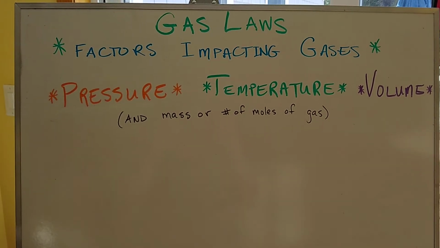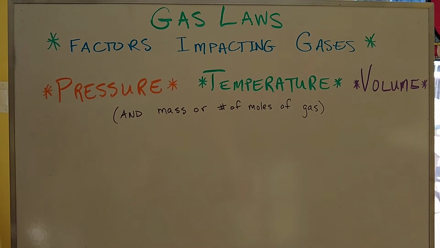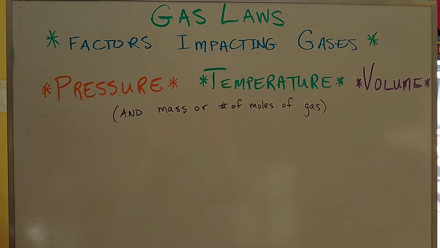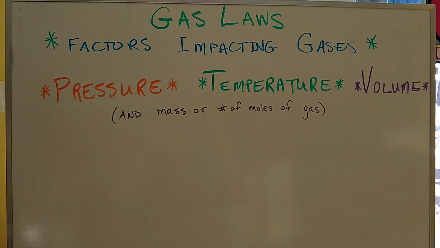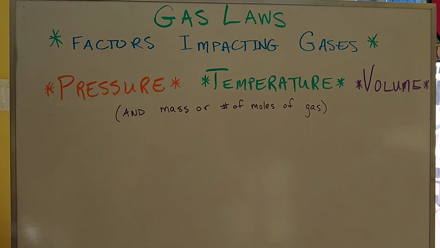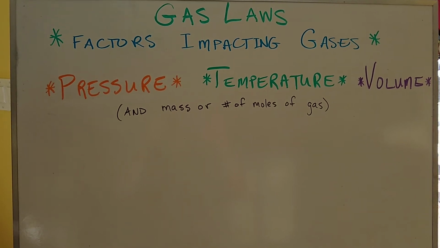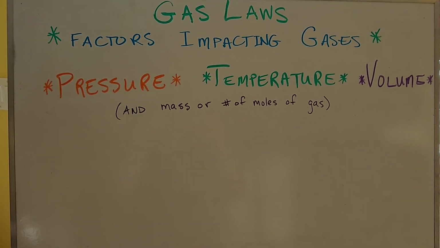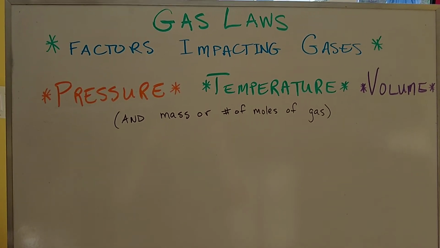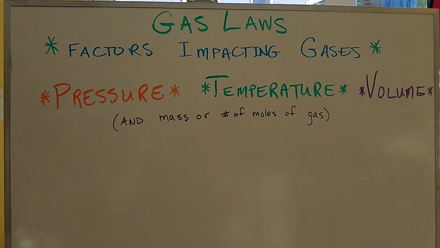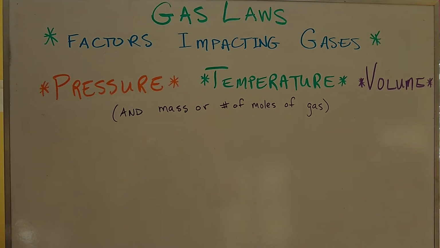As we saw in the previous video and in our previous assignment, the gas laws have several factors that influence them. Those factors are pressure, temperature, and volume. And also, although we don't consider it very much at first, the mass or the number of moles of gas. In the first instances, the mass and number of moles of gas will always be held constant. In the next video, you'll see that they can change, but for now, they're constant.